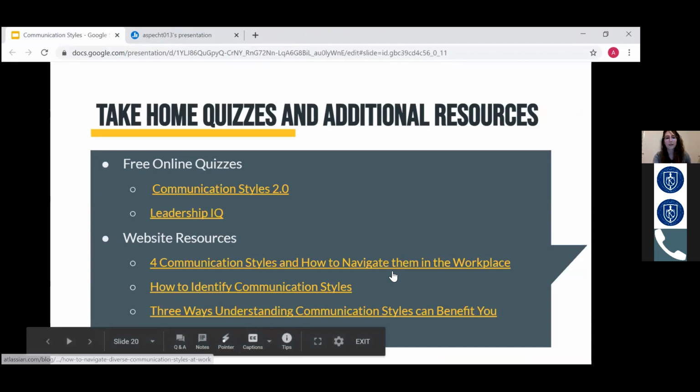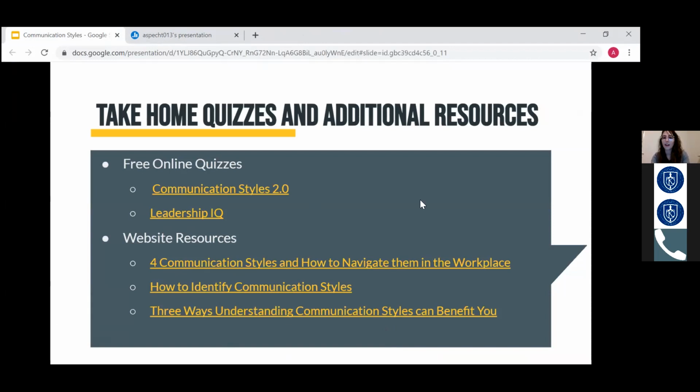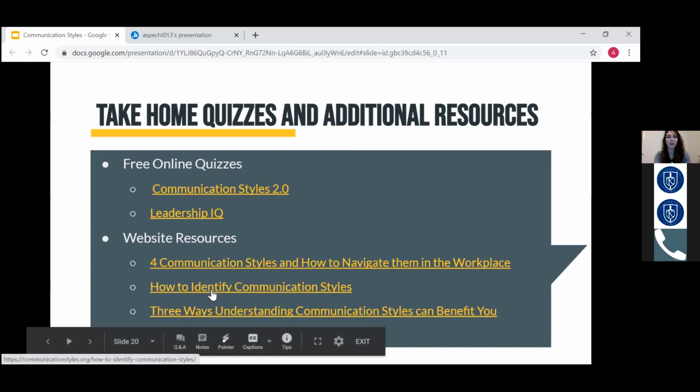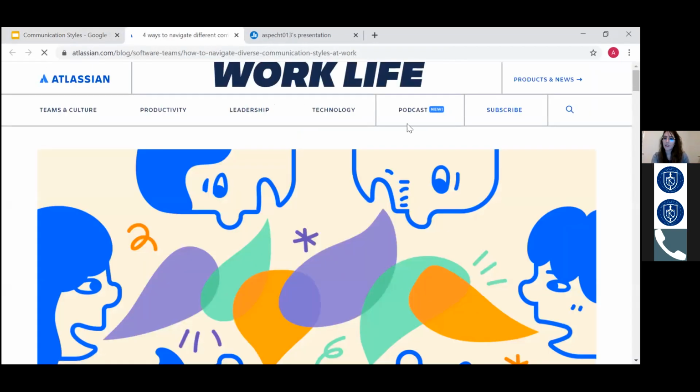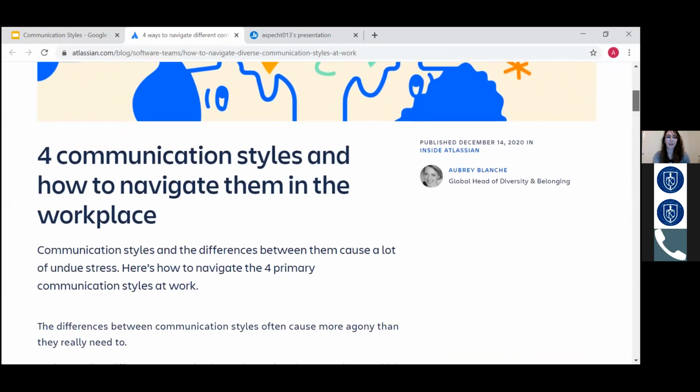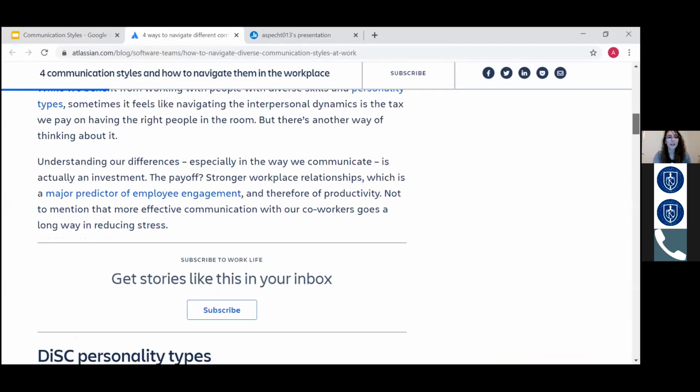And then there are 4 website resources. The first one is 4 communication styles and how to navigate them in the workplace. So again, that's very similar to what we've talked about. And then how to communicate with someone who may not be within your communication style. There's another one on how to identify communication styles and 3 ways understanding communication styles can benefit you. That one's a LinkedIn. I'll show you guys all 3 of these so that you can see where they come from. So this is that first website of four communication styles and how to navigate them in the workplace.